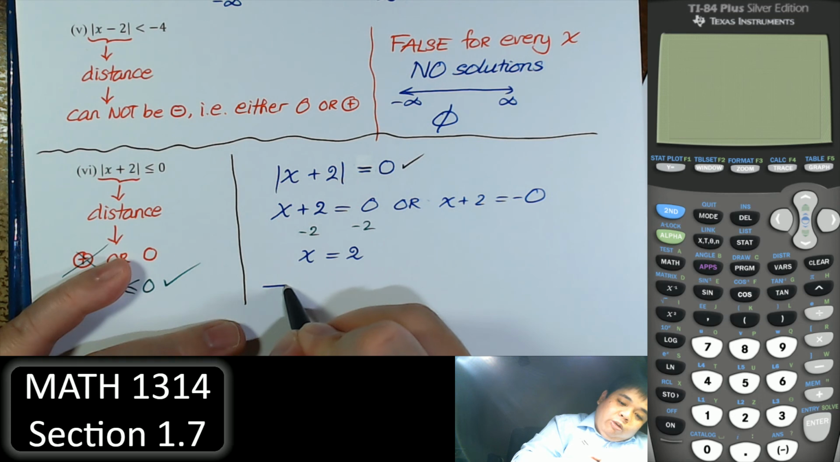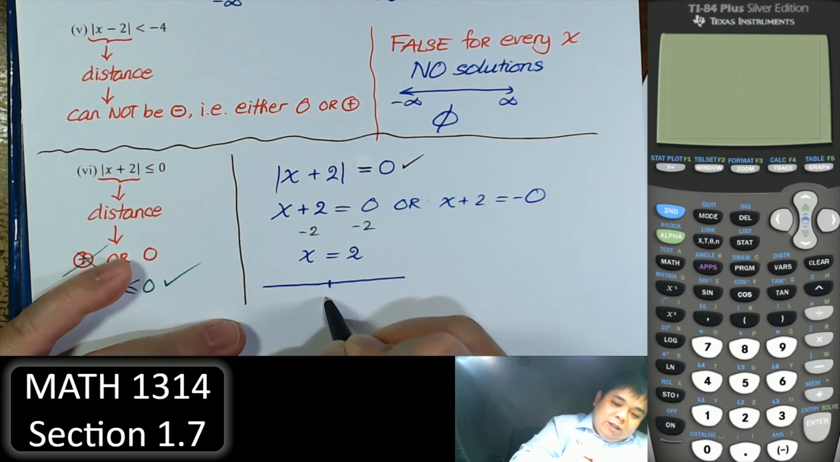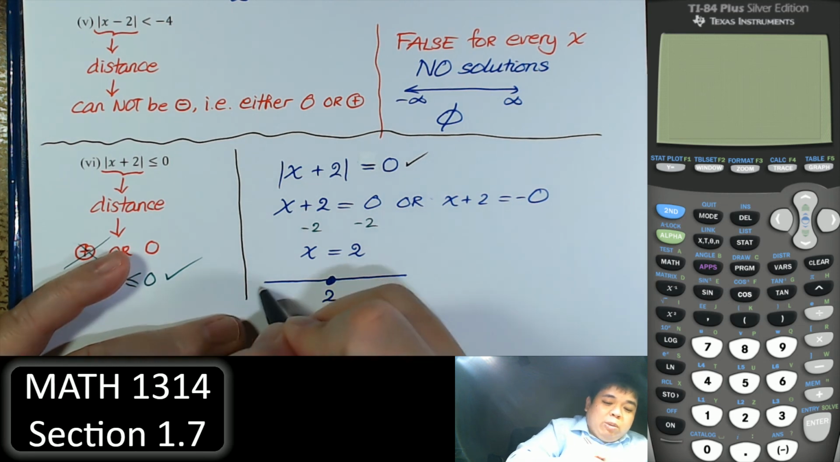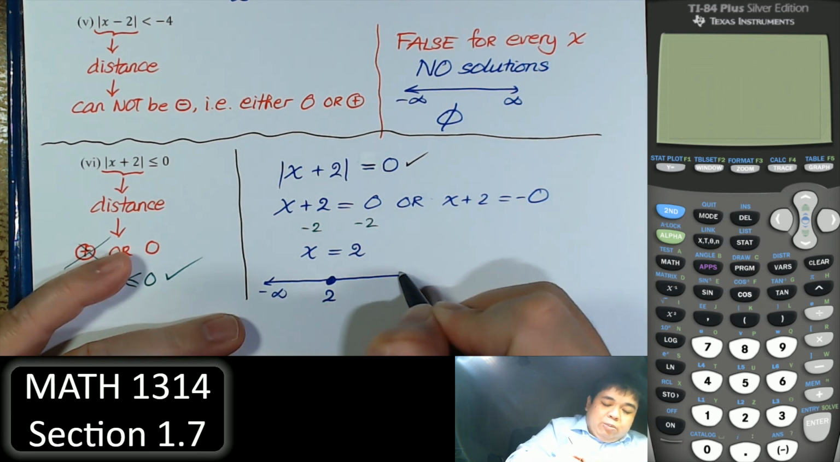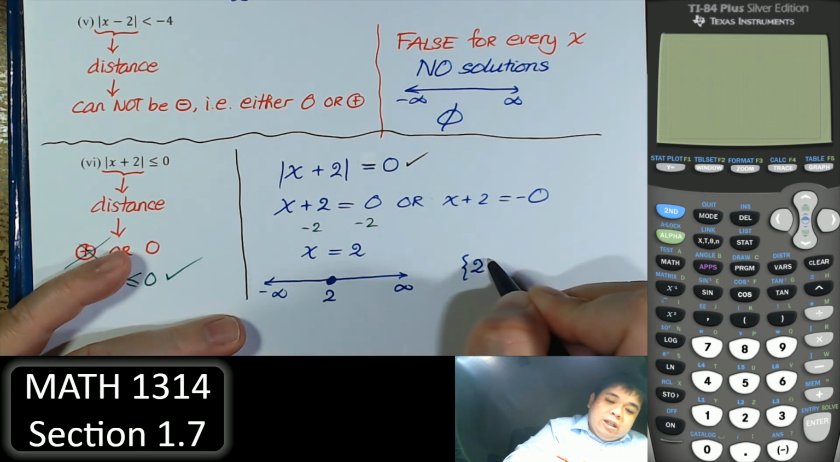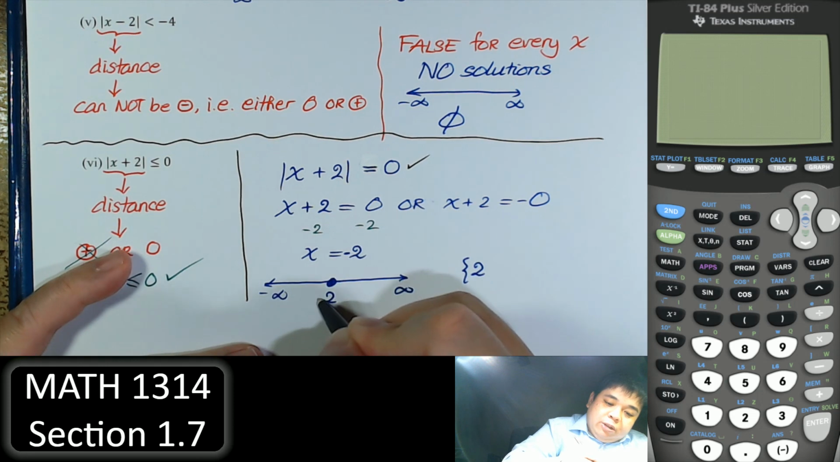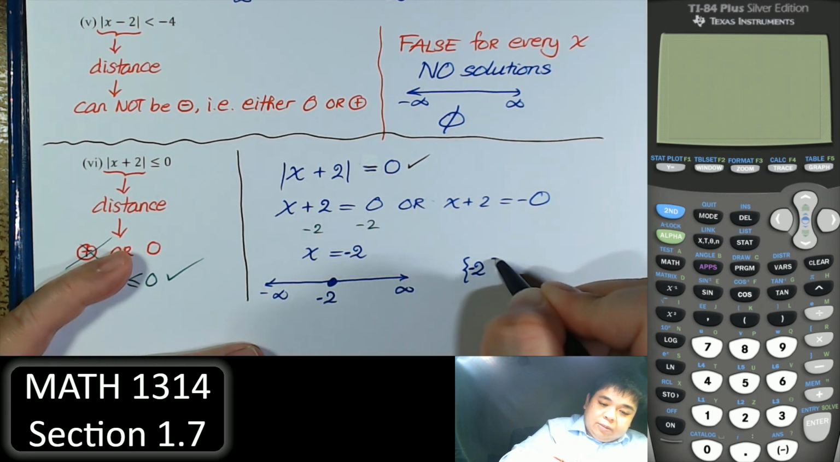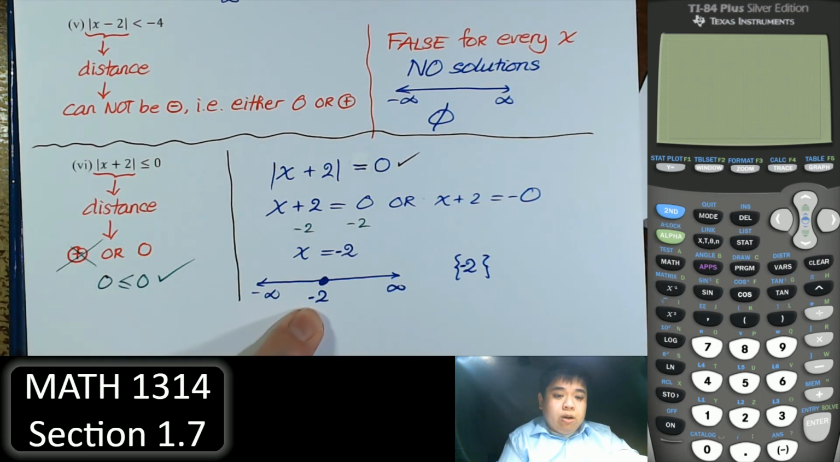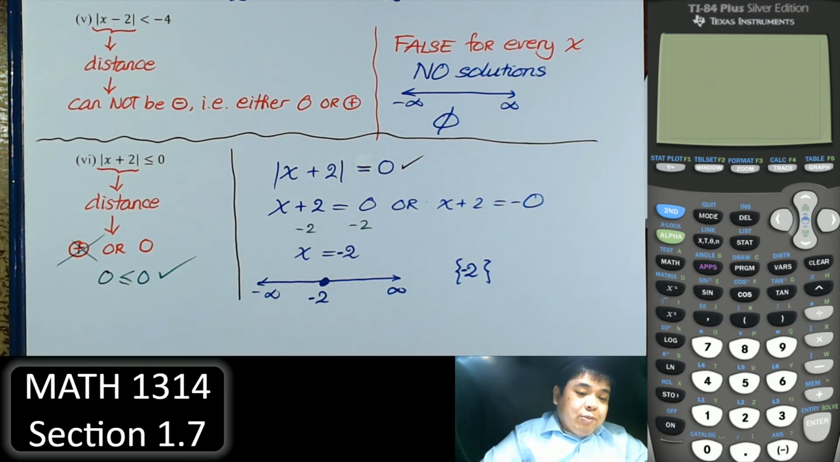So if we write the solution in interval notation, actually it's just 1 point. It is not an interval, so the solution is x equal to negative 2, or we say the solution set is negative 2. Or just a point, going to be just negative 2.